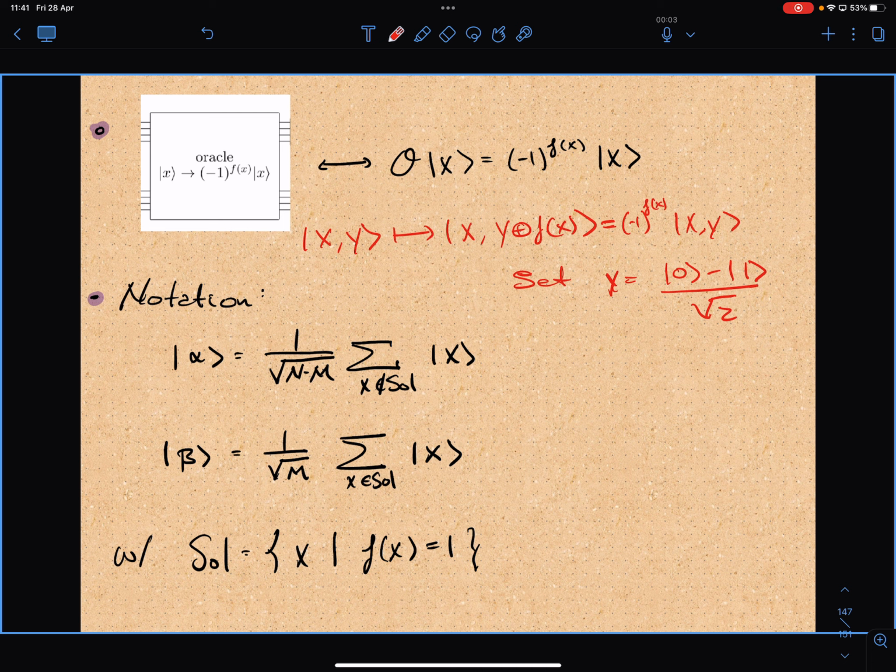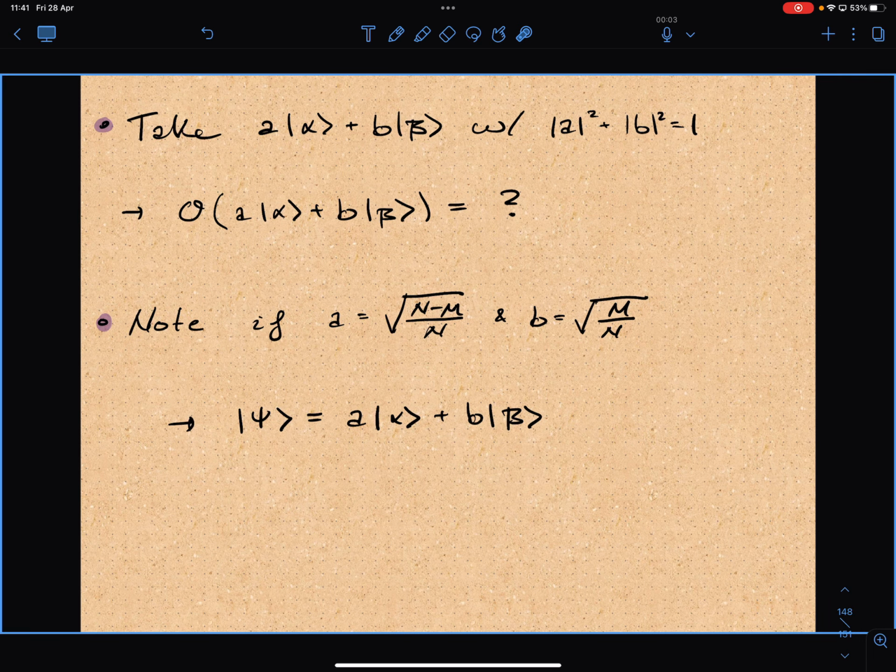So we have this oracle operator, and we introduce this notation for these two vectors, alpha and beta. These are going to be a uniform linear combination of the elements. This is for beta: the uniform distribution of all the solutions, and this is going to be the uniform distribution of the elements that are not solutions.